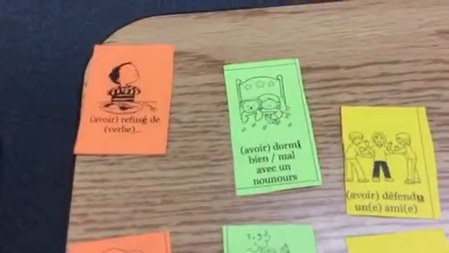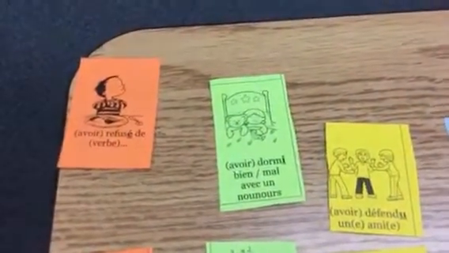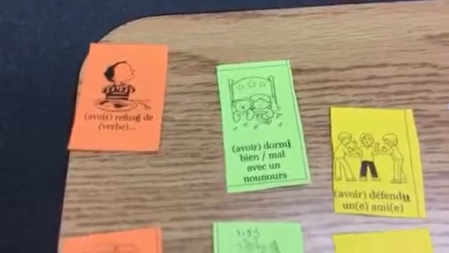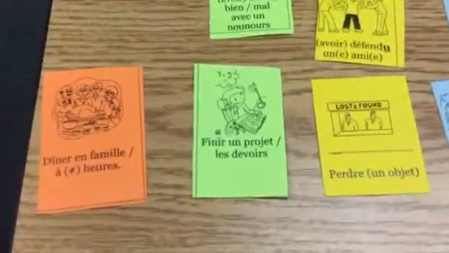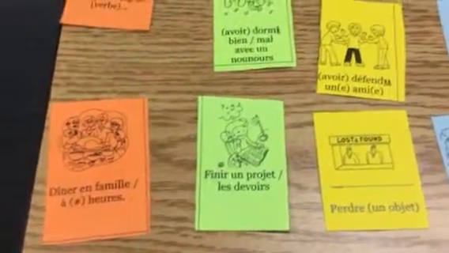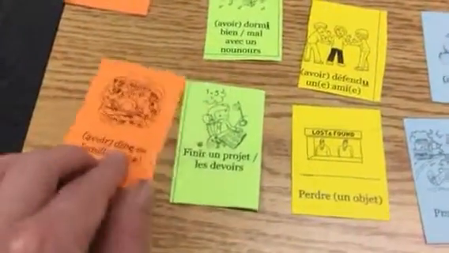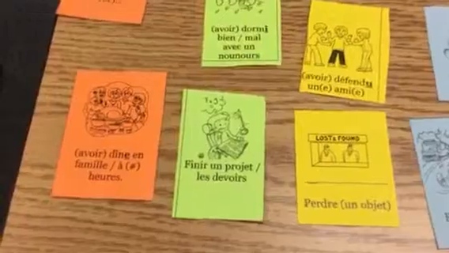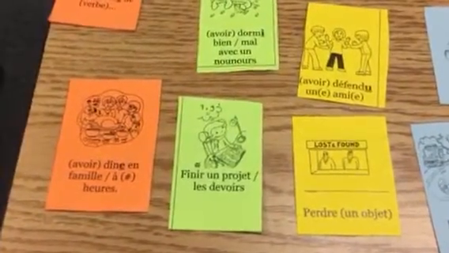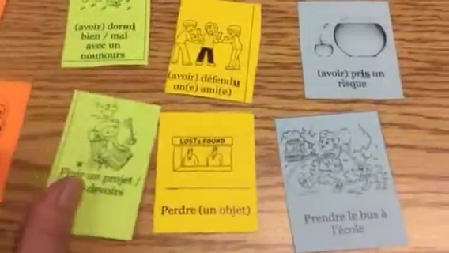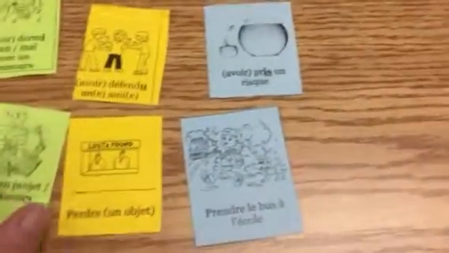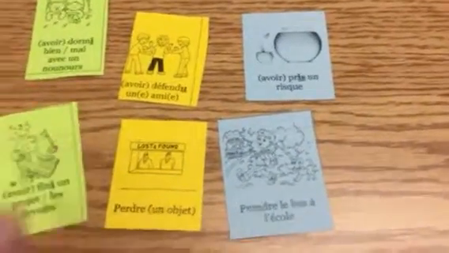On one side, they have the avoir. They know they have to use avoir plus the past participle. And on the front, there's the infinitive. So my goal is to give them this and they'll say, j'ai dîné en famille, and they can check themselves. And that one I forgot the accent on, so I'll have to work on that. Or j'ai fini un projet. They can turn it over and right away they know if they got it right.